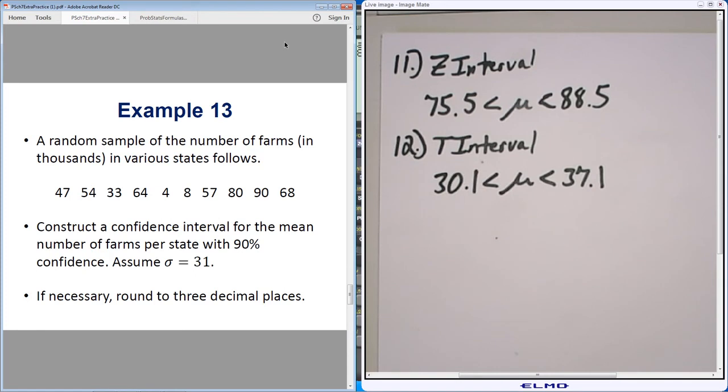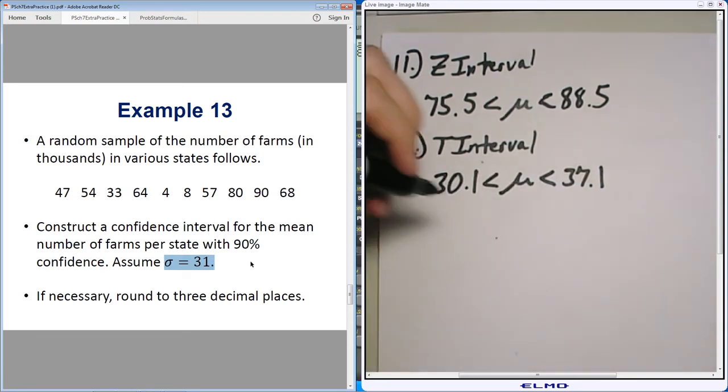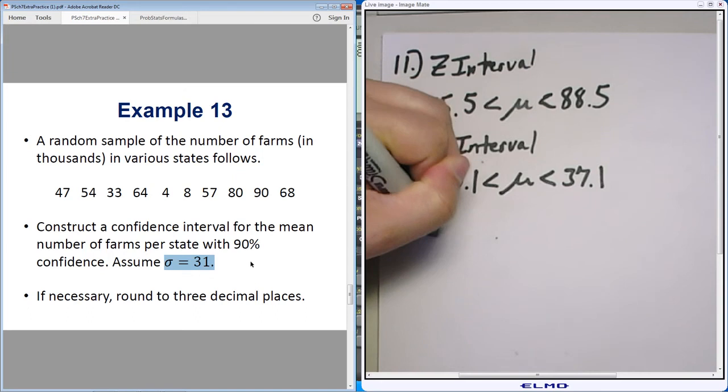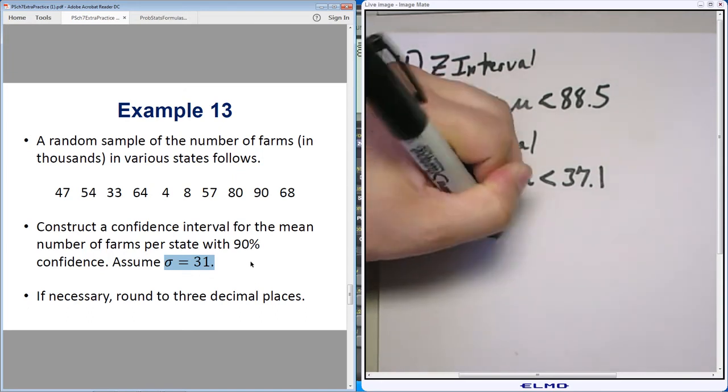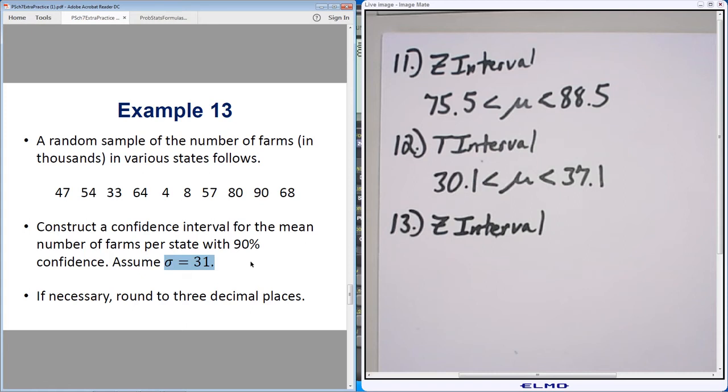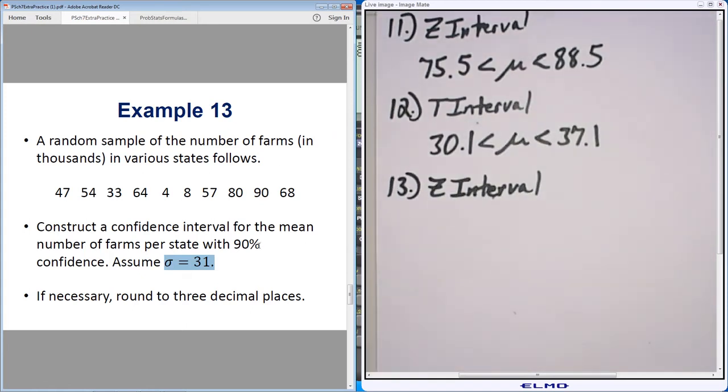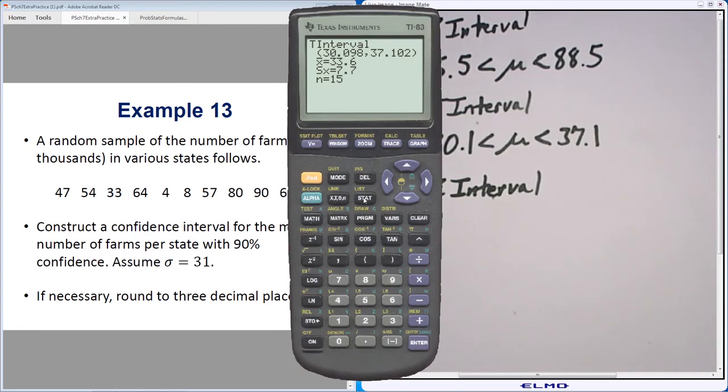Number 13, a random sample of the number of farms in thousands in various states follows. Construct a confidence interval for the mean number of farms per state with a 90% confidence. Assume that sigma is 31. Round to 3 places if you have to. All right, it's for a mean, and they give you sigma, so this is going to be a z interval. Z is in zebra. You know, it's not really if you have standard deviation or not, it's where it's from. This one's from the population, so it's a z. If it's from a sample, it's a t.